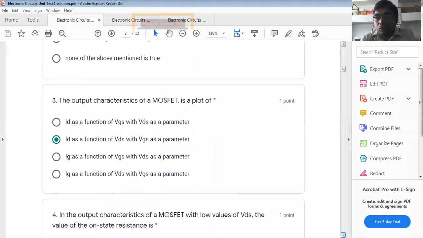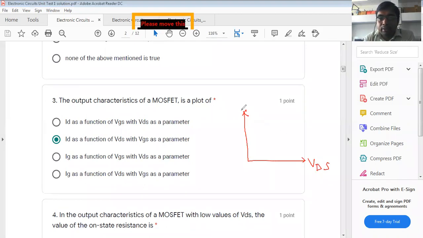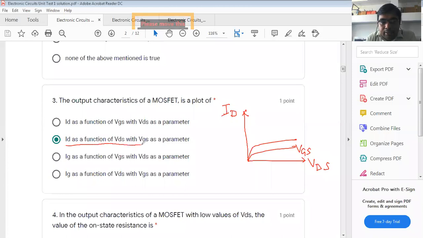Recently I drew the output characteristics in the first question. It is a plot between ID versus VDS. I think all of you are familiar with this. This is your output characteristic, and it depends upon VGS, which is the controlling parameter. So the second option, ID is a function of VDS with VGS as a parameter, is the correct answer.